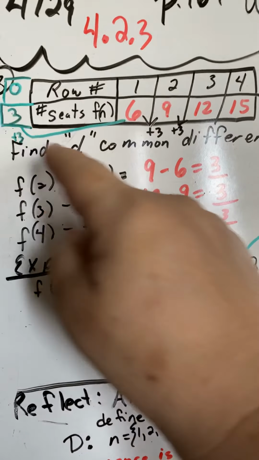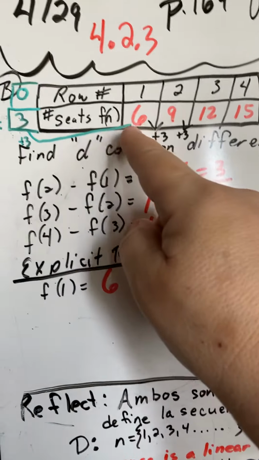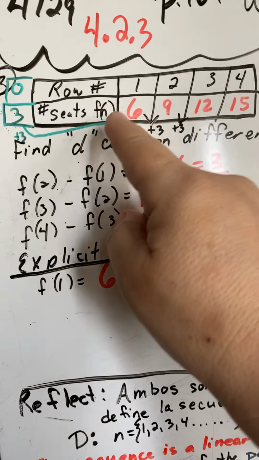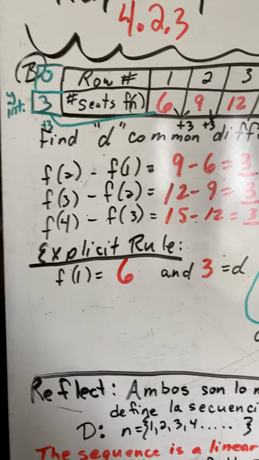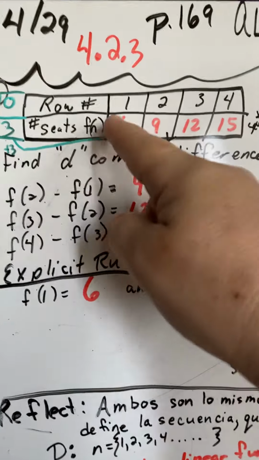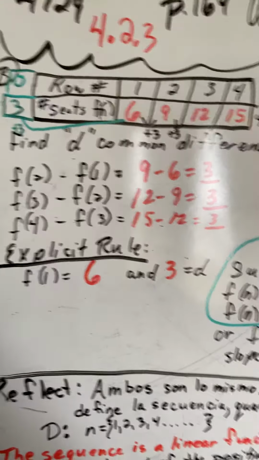I always tell my kids, just go back one place. So moving forward, you're adding 3. Going backwards, you're subtracting 3. So 6 minus 3 is 3. And again, you can check it. 3 plus 3 is 6. It's following the same pattern.